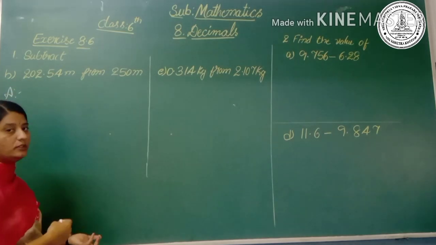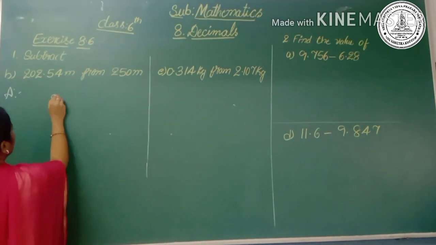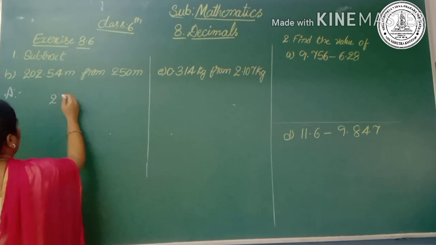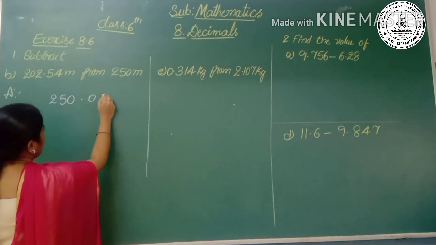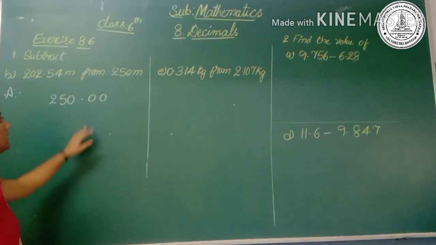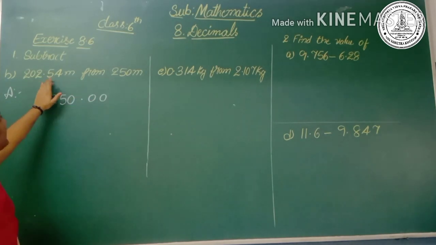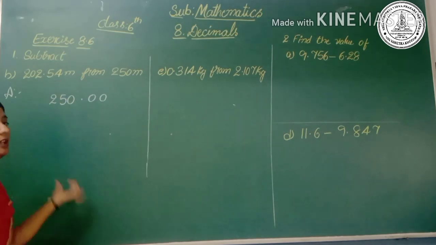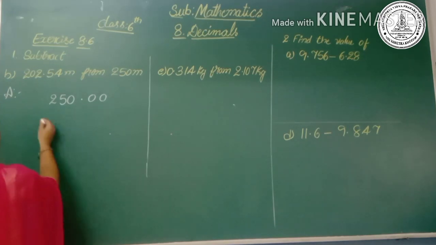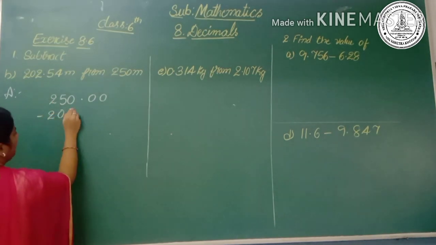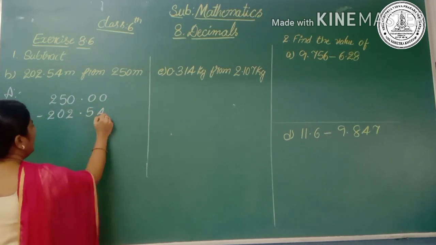If you need to write down the places, you can write them, otherwise you can leave it. I don't write it here. 250 is a whole number, in the tens and hundreds. Why did I keep two decimal places as 0? Because in subtraction we need the same decimal places, to make them like decimals. So I get 2 zeros. Then minus 202.54.